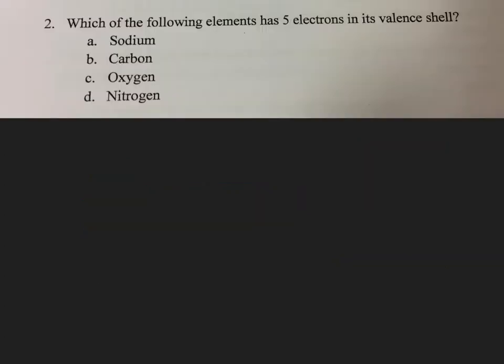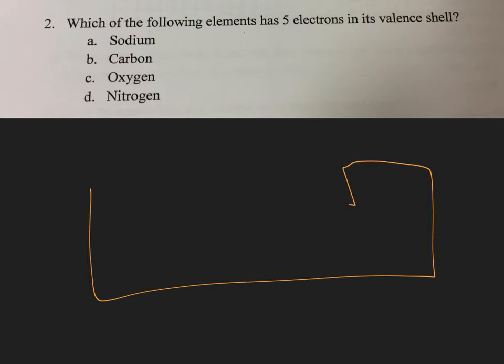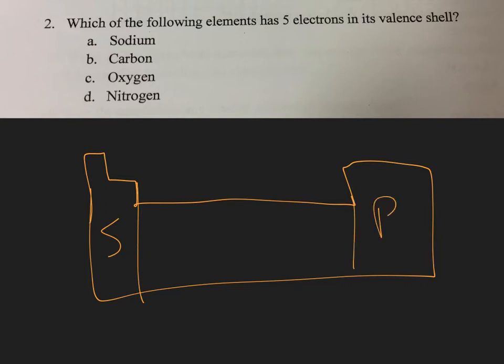Which of the following elements has 5 electrons in its valence shell? Again, if you look at the periodic table, you can tell for the representative elements, those in the S and P block, the left-hand and right-hand side of the periodic table, the number of valence electrons by the groups that they're in. So groups 1 and 2, and then 13 to 18. Group 1 has 1, group 2 has 2, and for 13 through 18, you look at the second digit. Since we're looking for 5, we're looking for an element from group 15, and the element here that's from group 15 would be nitrogen.